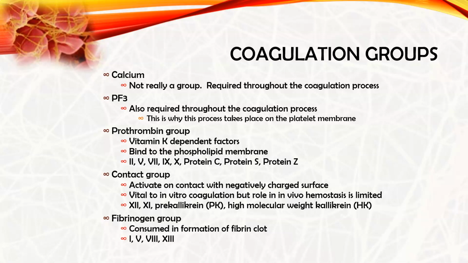The fibrinogen group, the most important piece about this is these are consumed as the fibrin clot is formed. So as we make this fibrin clot, most of our enzymes, most of our coagulation factors can keep working. They can keep functioning. But 1, 5, 8, and 13 actually get eaten up. They actually disappear and go away as the fibrin clot is formed. So we have to replace those if coagulation goes on for too long.